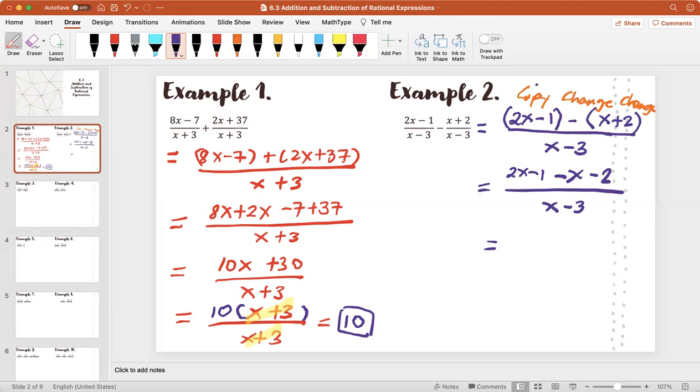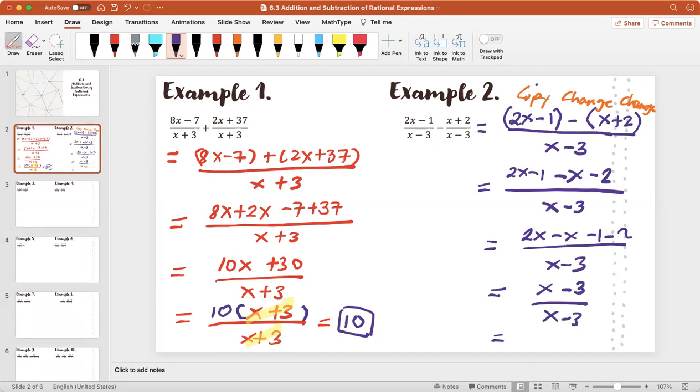Combining like terms, your x terms are 2x minus x. And then constant terms, we have minus 1, minus 2. What's 2x minus x? That's x. How about negative 1 minus 2? That's negative 3. So x minus 3, all over x minus 3.